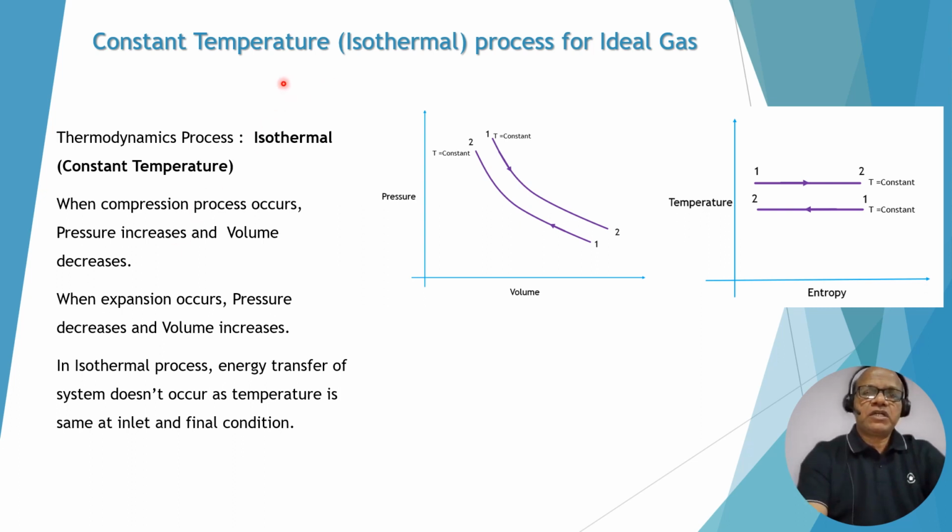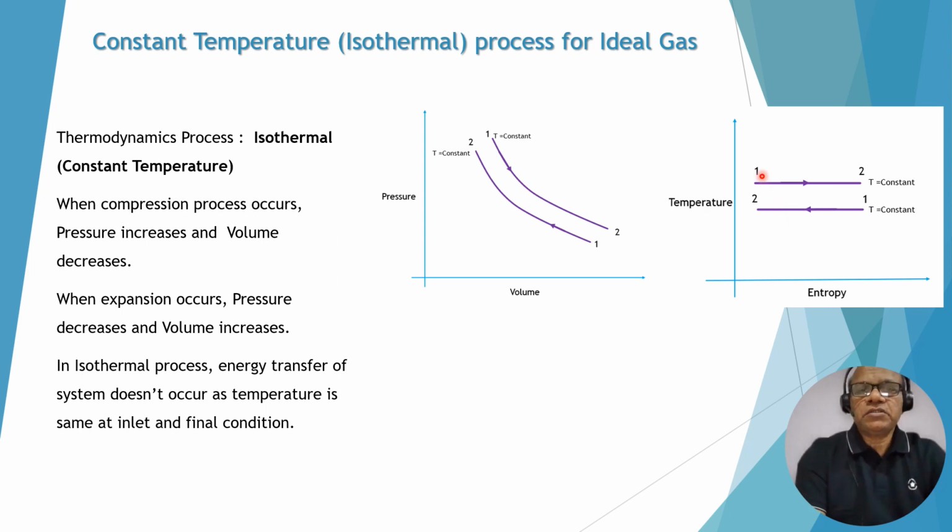Now the thermodynamic process: the isothermal or constant temperature process for an ideal gas. In this process the temperature remains constant. You can see in the PV diagram, 1 to 2 is a compression process where pressure increases and volume decreases. Similarly, the reverse is an expansion process, where volume increases and pressure decreases. On the TS diagram, the temperature remains constant while entropy changes.